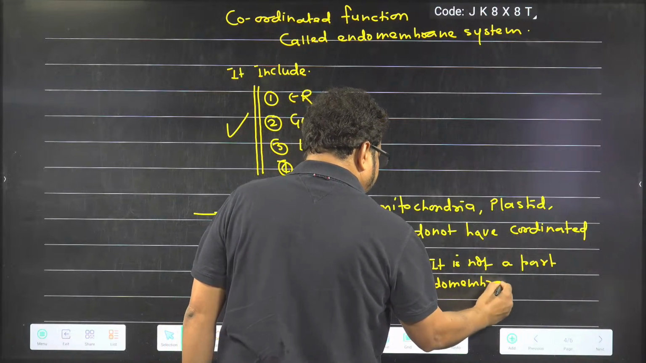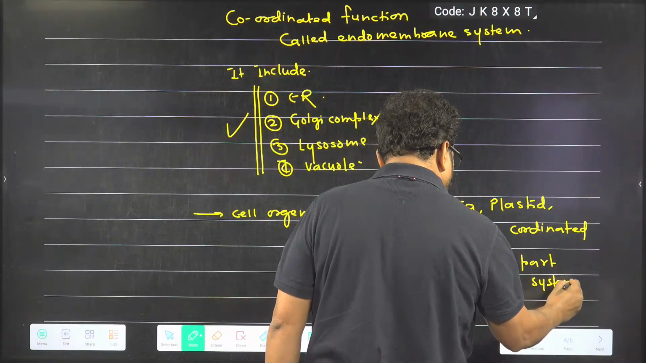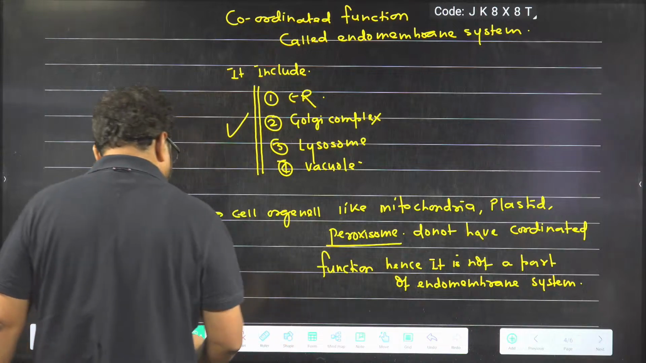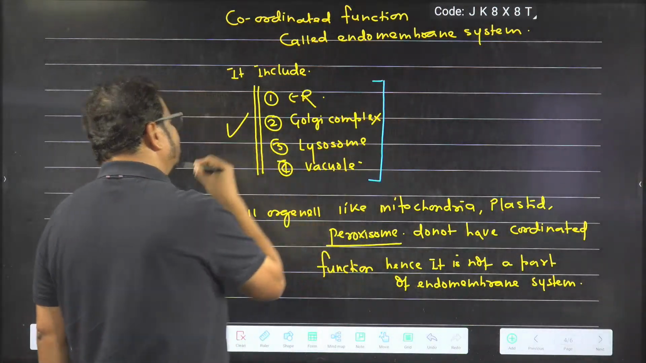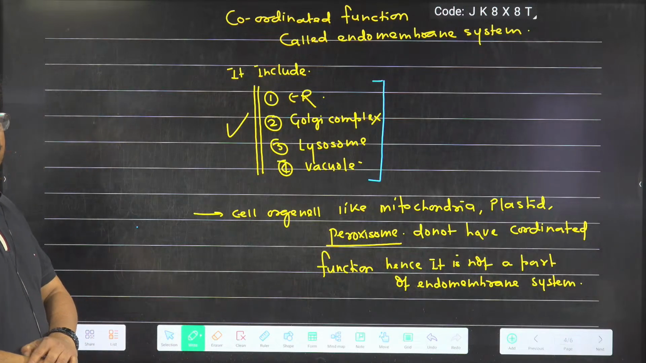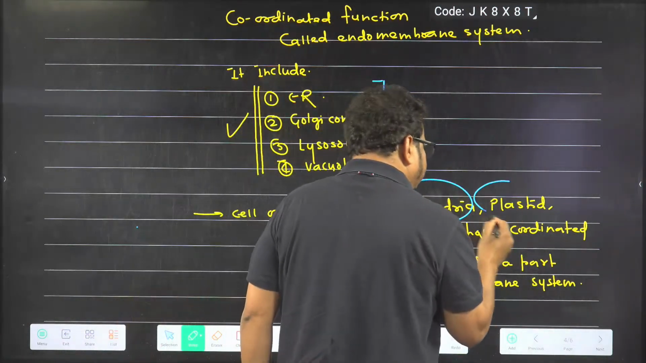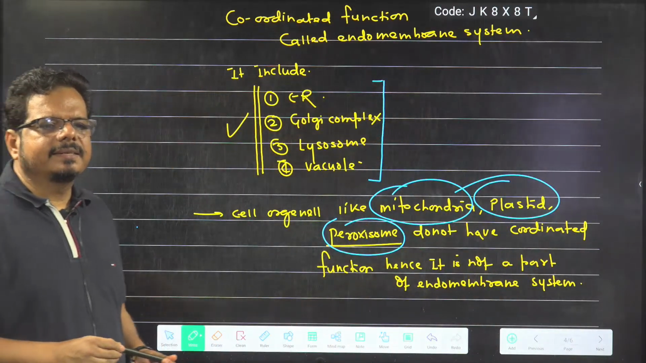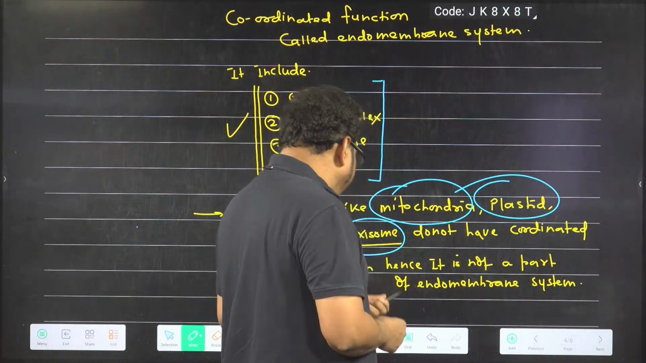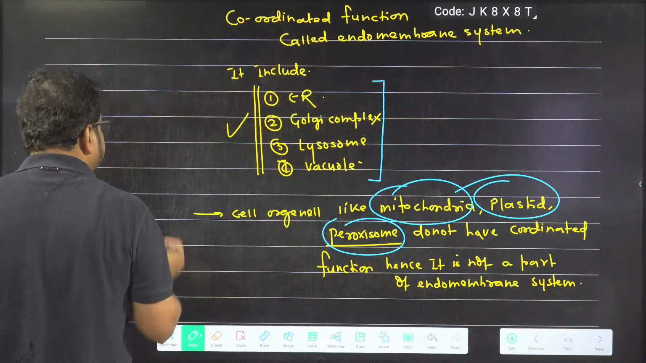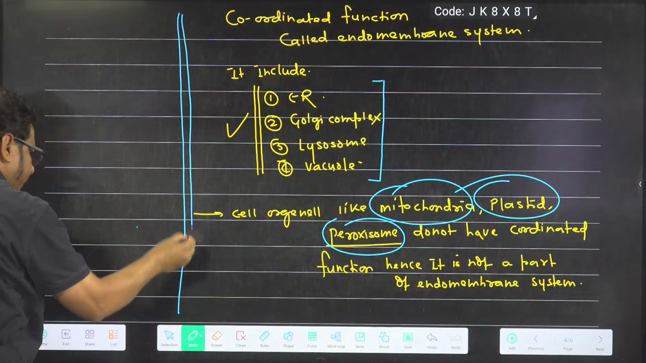So one thing came to mind, who is a component of the endomembrane system and who is not. Why it is so, we will deal with in the next class. Golgi complex, lysosome, vacuole, they are components of the endomembrane system. Peroxisome, mitochondria, plastid, they don't have coordinated function, hence they are not components of the endomembrane system.